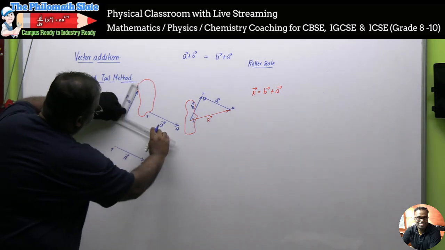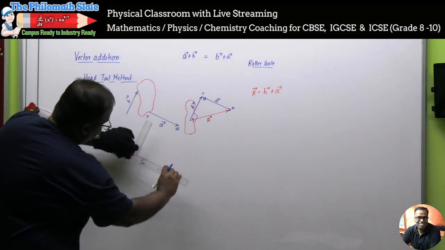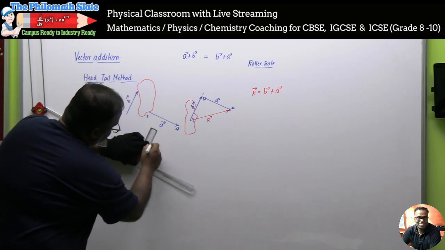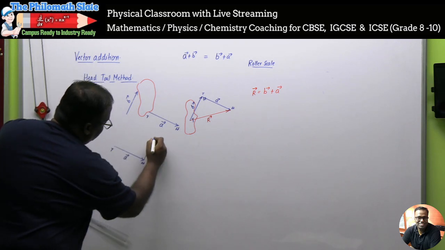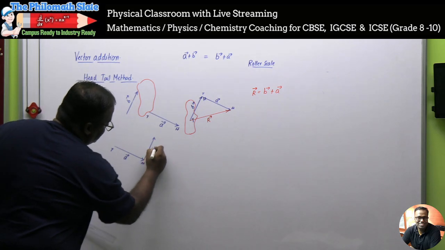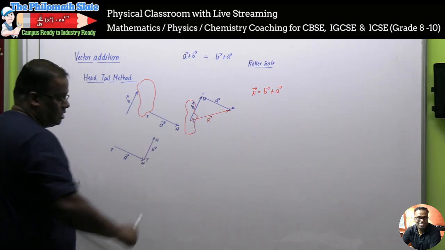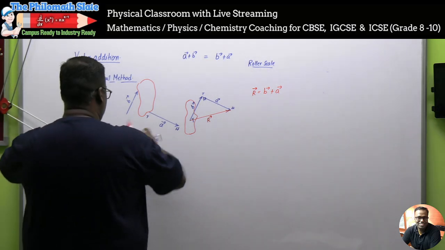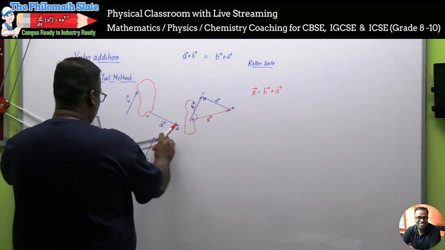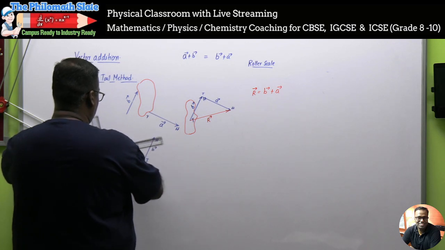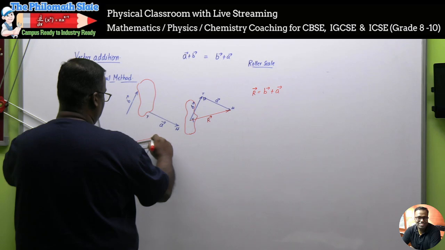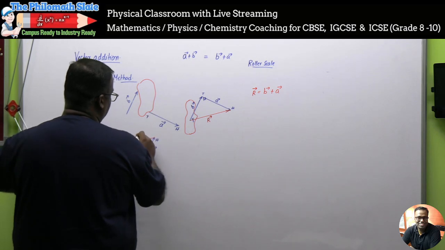And then bring B vector. Where is B vector? B vector is here. B should be brought in such a manner that the tail of B coincides with the head of A. So this is B vector, B vector's head, B vector's tail. Now join the tail of the first one with the head of the last one. है ना? चलो ज्वाइन करते हैं. This is my R vector.